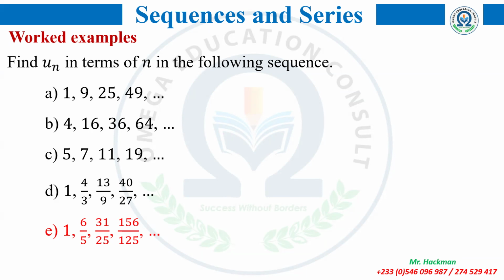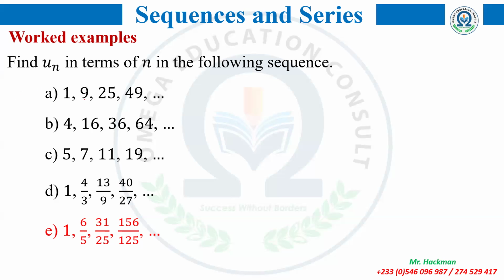So quickly, let's look at the solution to this question. In any case, what are the questions? Find U sub n in terms of n in the following. So usually, we are comfortable working with AP. We know how to find the U sub n for APs, U sub n for GPs. So let's see whether these sequences will satisfy these two comfort zones in terms of the sequence.